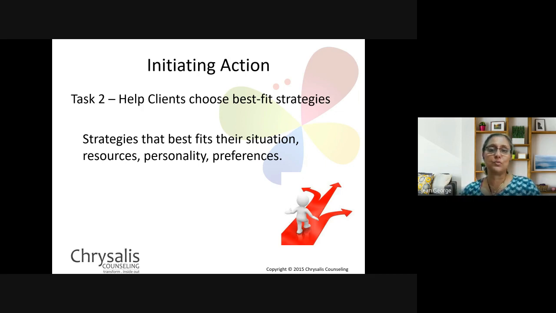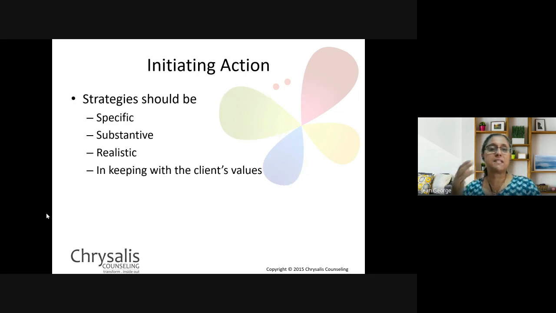So these strategies should basically be specific, that is, specific to drive that behavior. It should be substantive, that is, it should challenge your counselee's resources when actually achieving the goal. It should be realistic. It should be in keeping with the values of your counselee. All right, so when the strategies are being formulated, you look at these aspects of it.